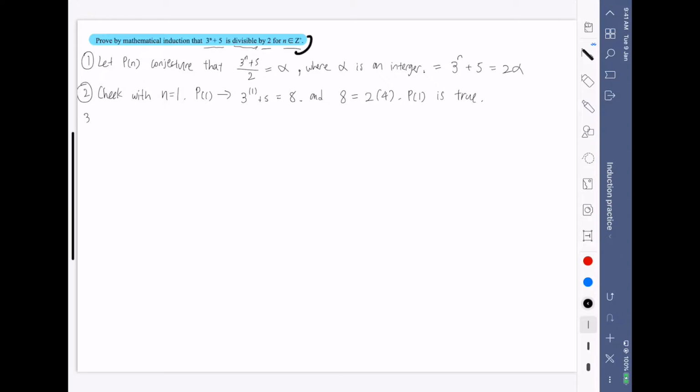And so P1 is true. Next, we assume that Pk is true, such that 3 to the power of k plus 5 equals 2 alpha, again where alpha is an integer. That's the same, right? And then we move on to step 4, the induction step.